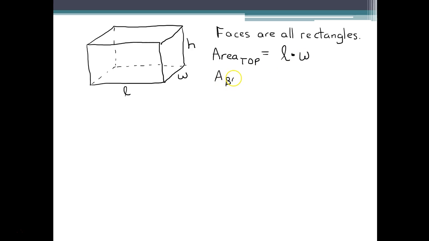And the area of the bottom is going to be the same thing, because top and bottom are identical. Okay, area of the front is length by height. But you know the area of the back is the same because the front and back are identical. Also length times height.